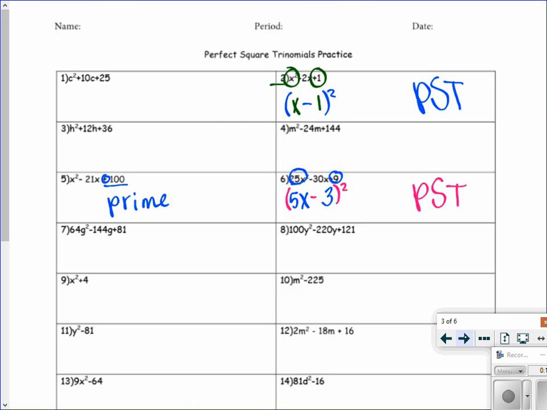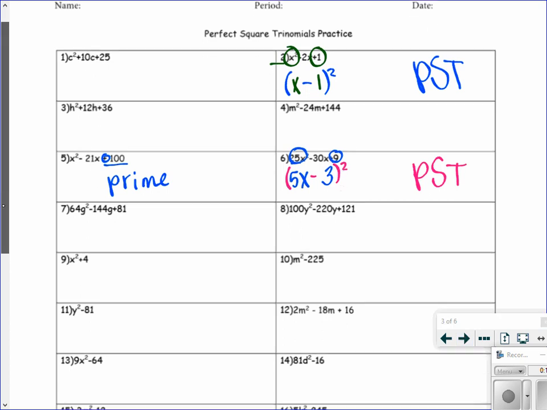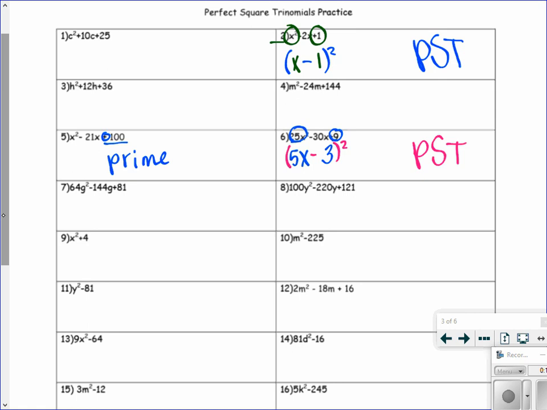Okay. So flip to the next page. Look at number 10. Problem number 10. Is there a minus sign in the middle? Yes. Are they both perfect squares? Yeah. What's the square root of 225? 15. That means you have m plus 15, m minus 15.